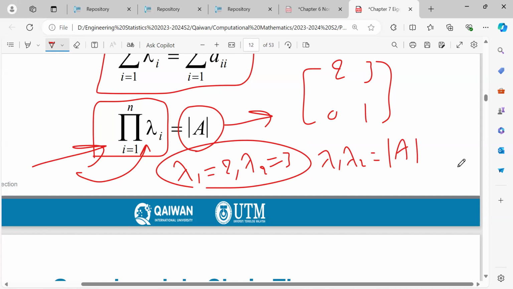Let's check. Lambda 1 times lambda 2 is 2. Is it? The determinant of the matrix is 2 times 1, which is 2, minus 0. Still 2. It is 2 minus 0, which is 2. So both are the same.